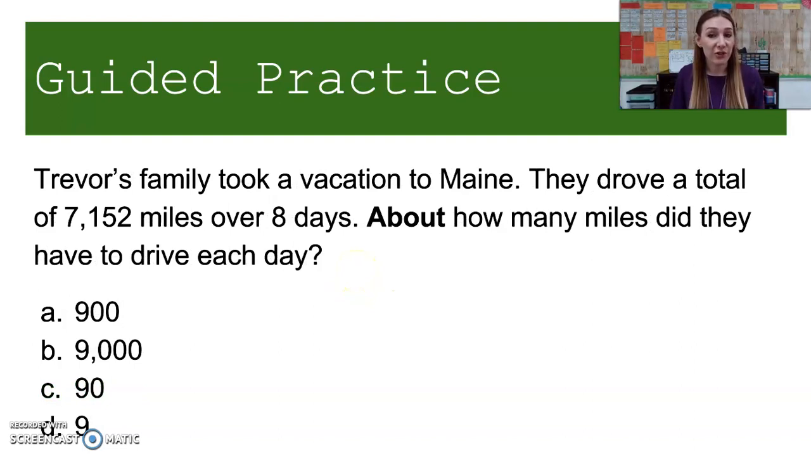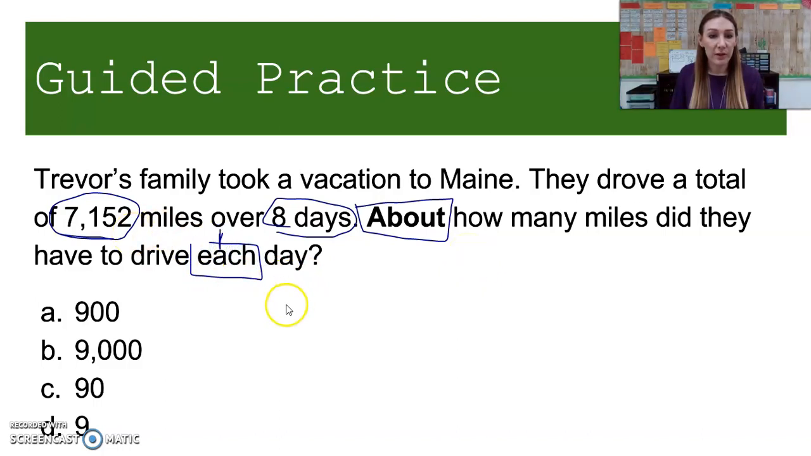Trevor's family took a vacation to Maine. They drove a total of 7,152 miles over 8 days. About, so we know we're going to be estimating, how many miles did they have to drive each day? So remember, each means 1. So Trevor's family is driving 7,152, and we want to break that into equal groups of 8. So just looking at this number, I'm not going to be able to round that to 8,000. So I'm probably going to have to be looking for a compatible number.